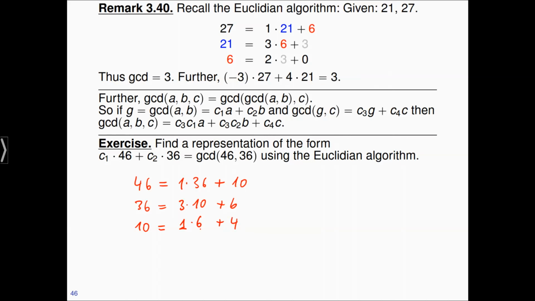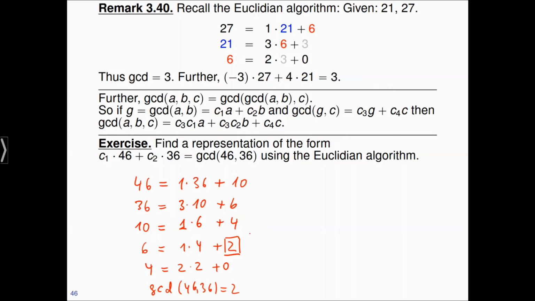And next step is to write the 6 as a multiple of 4. This also works once. And I guess the remainder is 2. And now I'm going to write 4 as a multiple of 2. And this works 2 times with remainder 0. So I'm at the end of this computation, and my greatest common divisor is 2. So this was pretty easy, even for me.